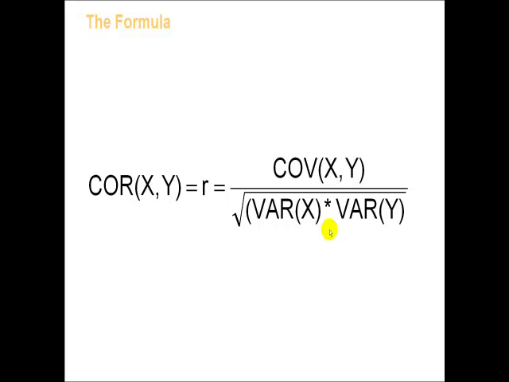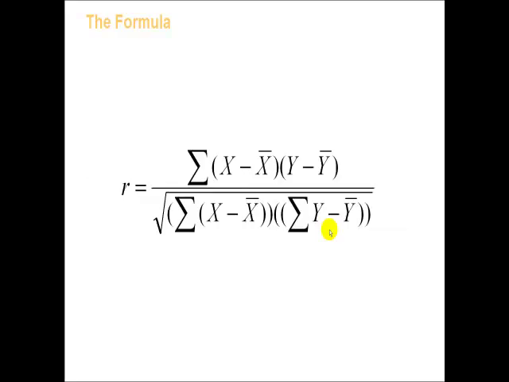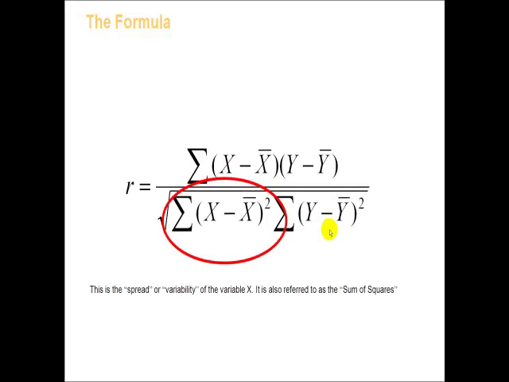Now, I've already done that before. I'm just going to do what I did last time, only going to add a few more things. Here's the actual formula. See, the thing in the lower left is the spread or variance or the variability of the variable x. Sometimes it's referred to as the sum of squares. As you can see, it's the sum of each x minus the mean squared, and then you add each of those up.